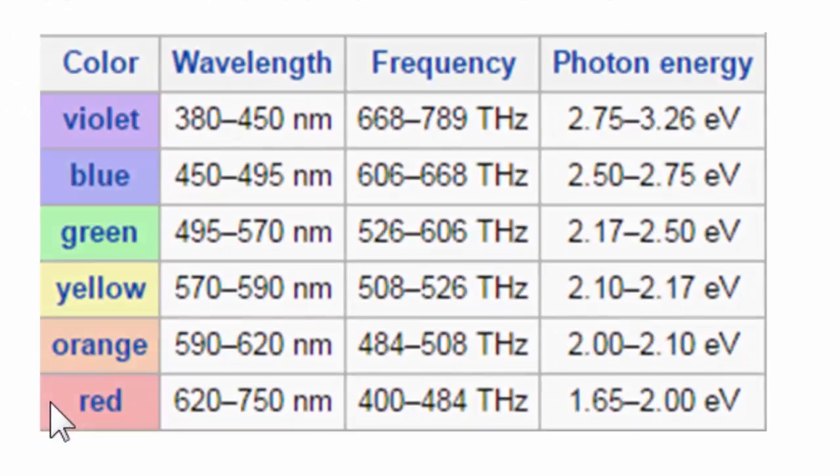Here we have a table showing different colours of light, what their wavelengths are, and what the photon energy is. So you see violet has a high photon energy, red has a smaller photon energy.